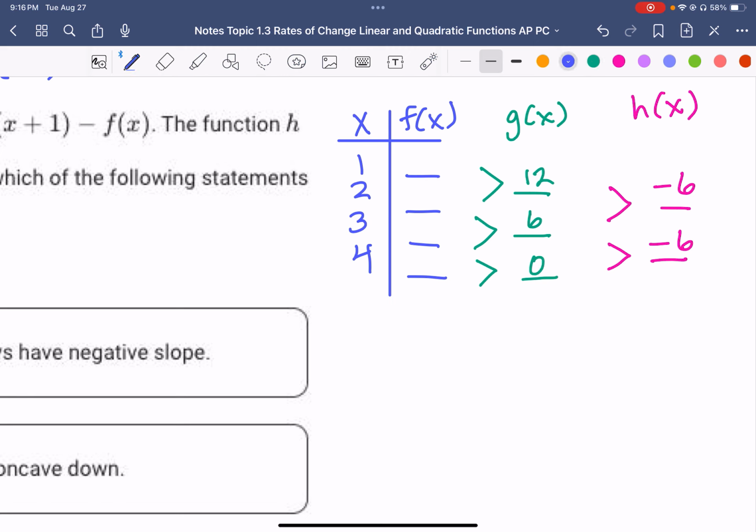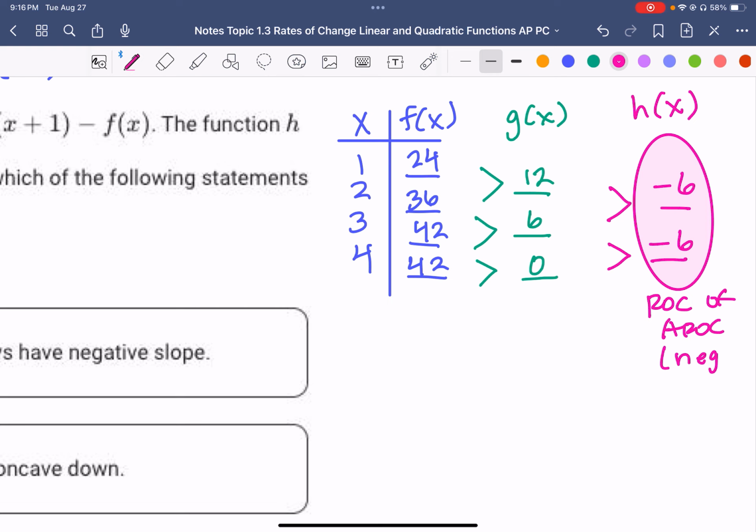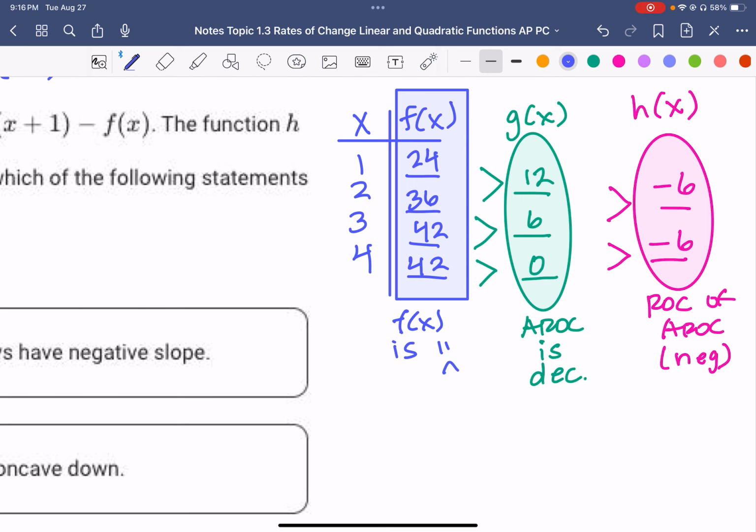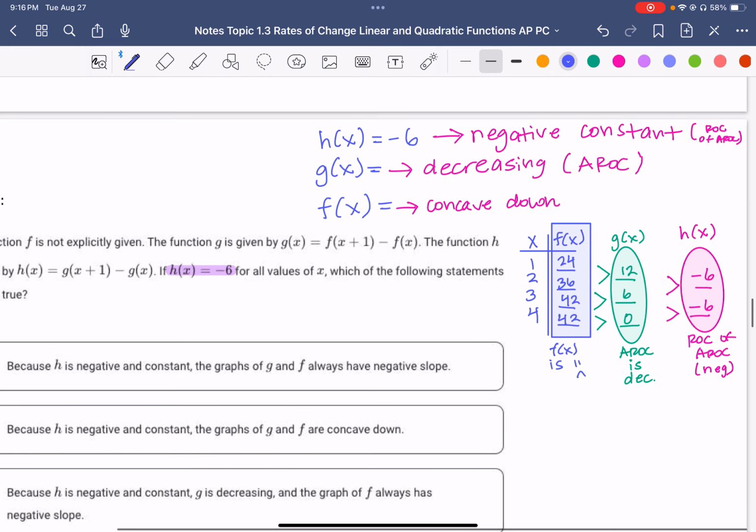Now I'm going to work backwards again. Let's say I pick any random number again. Let's say I pick 24. 24 plus 12 is 36. 36 plus 6 is 42. 42 plus 0 is still 42. So if we work backwards, all of this -6 is saying, again, is that the rate of change of the average rate of change is negative. And we said that if your rate of change is negative, that means that your average rate of change is decreasing. And if all of that is true, then that means that f of x is concave down. Okay? So we've done examples like this, we've just never had them worded like that before.